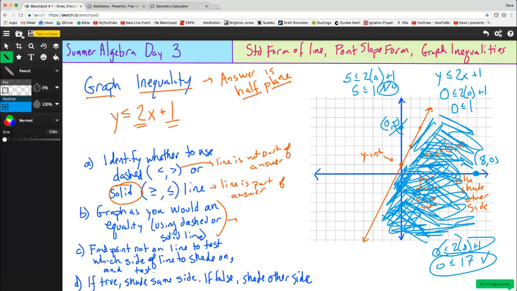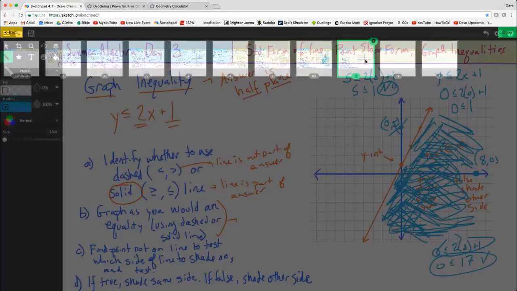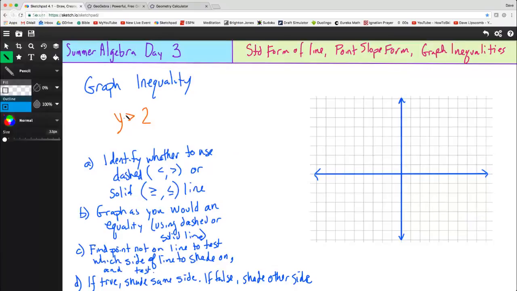Now let's graph another inequality. And in this inequality, this is weird. We don't have an x, but that's all right. We know that this is actually the same thing as y equals 2. We know how to graph that. The first thing we need to know is that this is a dashed line, because we have a less than or greater than. So the line is not going to be part of the answer.